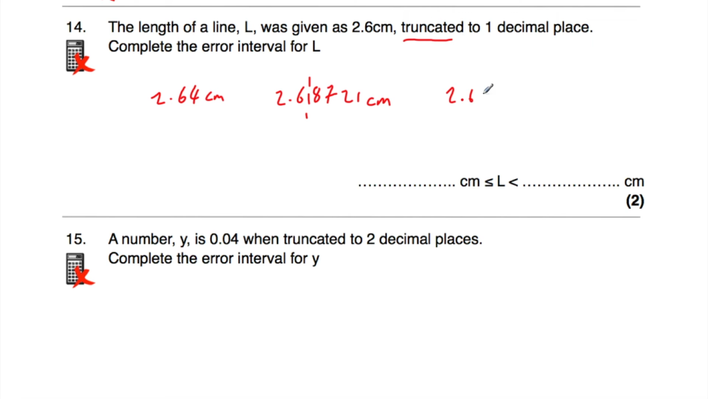Even if we had 2.6999 centimeters, if we truncated that to one decimal place, it would be 2.6. We would just ignore what comes after that 6. So that means the lower bound, it could be anything as low as 2.6 centimeters, because it could have just been 2.6 centimeters, and when we truncate that to one decimal place, it would still be 2.6 centimeters. And the upper bound would be 2.7 centimeters. It could be anything up to, but not including 2.7 centimeters. And that's it. So our error interval for the length of the line is: the length of the line is anything bigger than or equal to 2.6 centimeters, but less than 2.7 centimeters, and that's it.